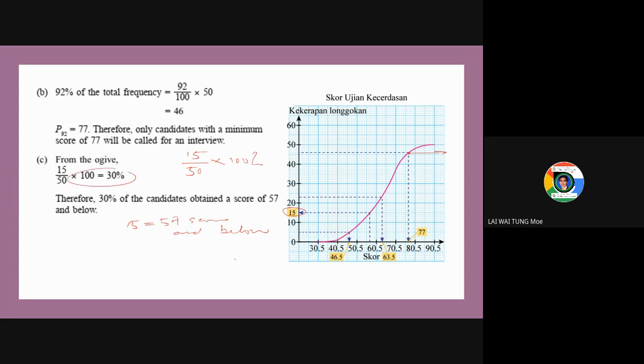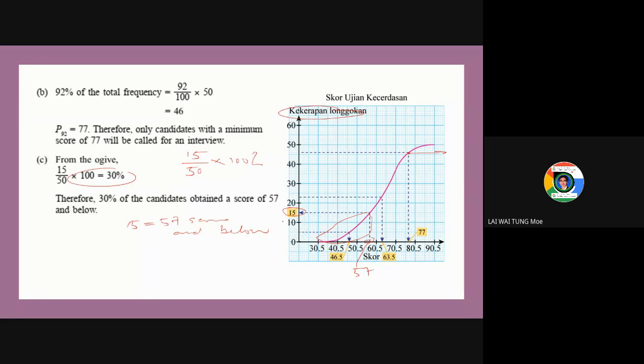I want to highlight one thing. Once you read from here, let's say this is 57, go up and then go to your y-axis. This 15 refers to this part of your graph. So it means 15 people get a score between 30 and 57, because we are using the cumulative frequency. Cumulative frequency means you add from zero until you get to this point.